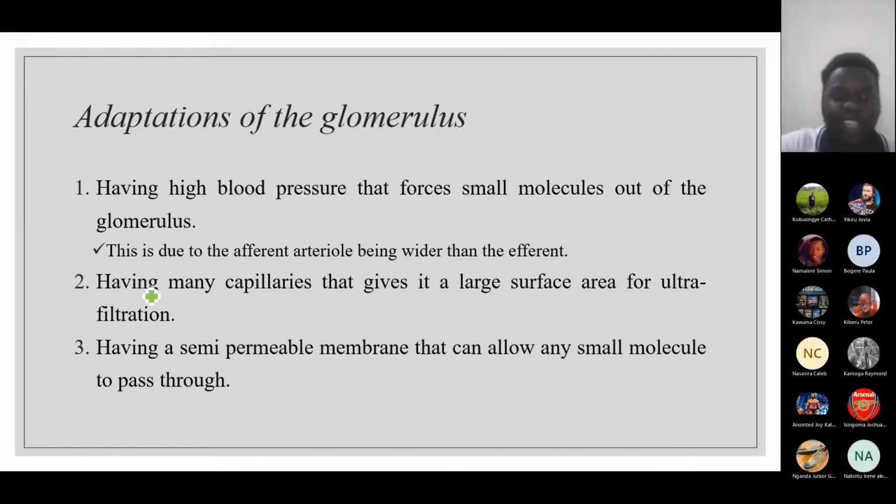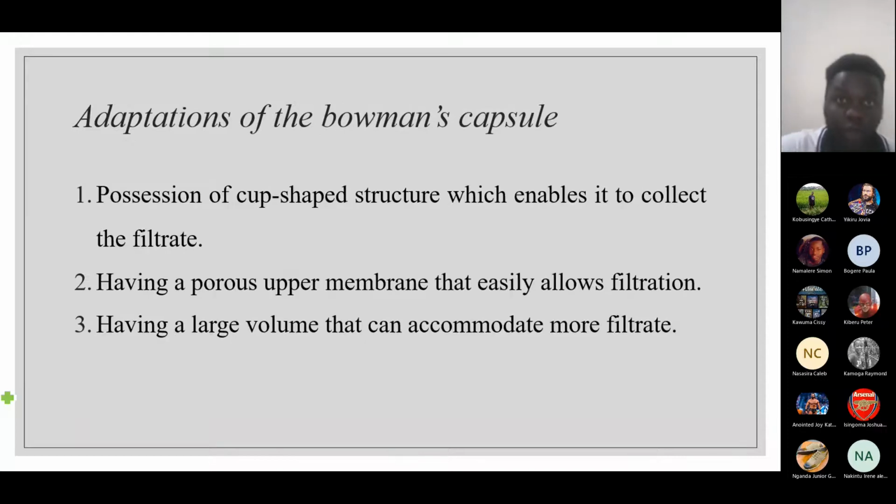Then we said it has many capillaries that give it a large surface area for ultrafiltration, and it has a semi-permeable membrane. The capillaries have to be many so that we can easily filter out as many molecules as possible. And then the semi-permeability of the membrane also helps us so that molecules can actually go through. If it was impermeable, we'd just have a mess happening there. But because the capillaries are permeable, or what we say semi-permeable, some molecules can go through depending on size.